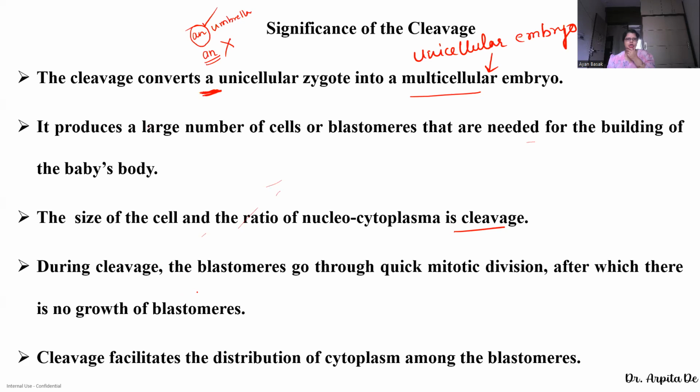During cleavage, the blastomeres go through quick mitotic division, after which there is no growth of blastomeres. Cleavage facilitates the distribution of cytoplasm among the blastomeres. Clear?